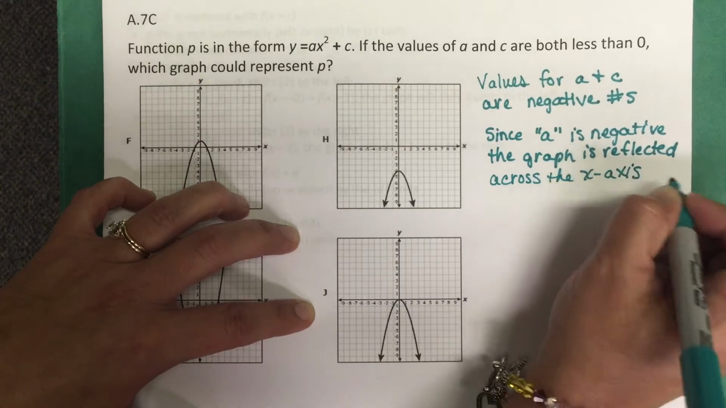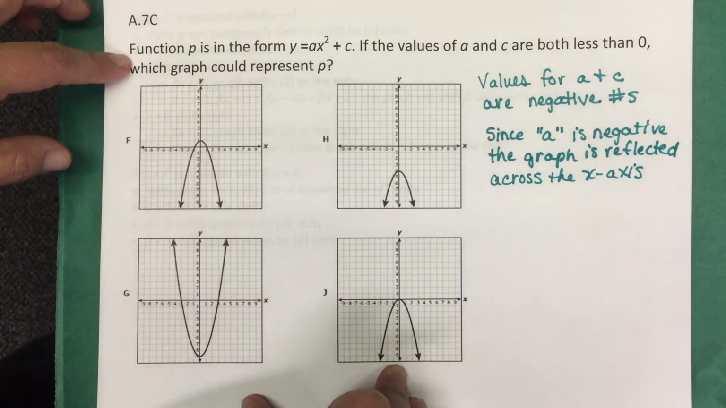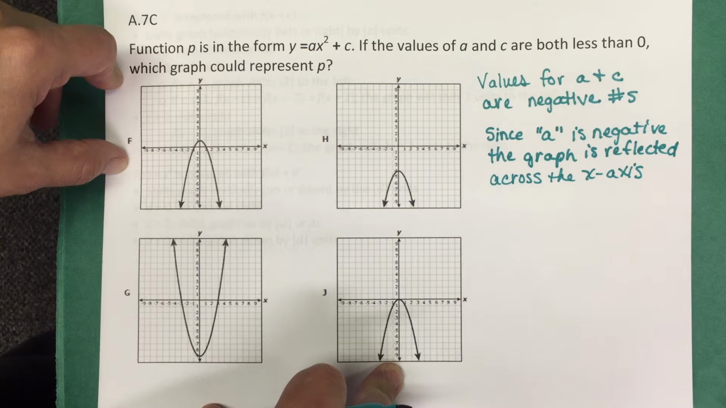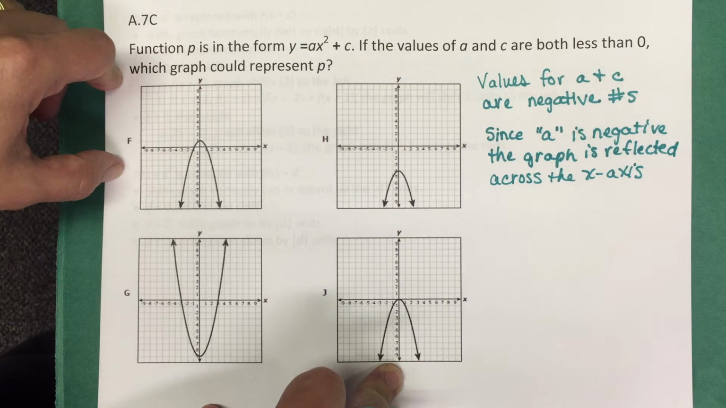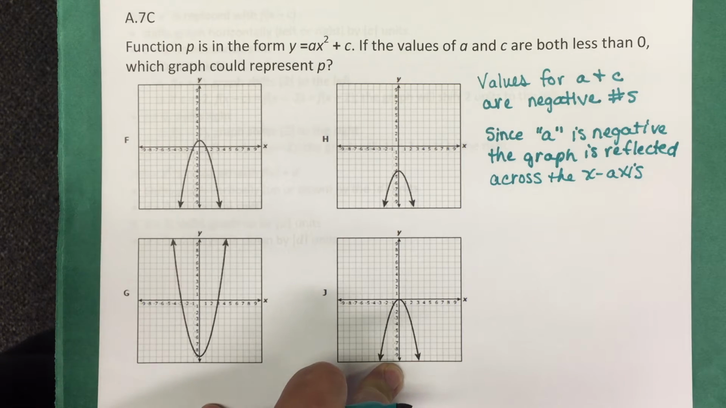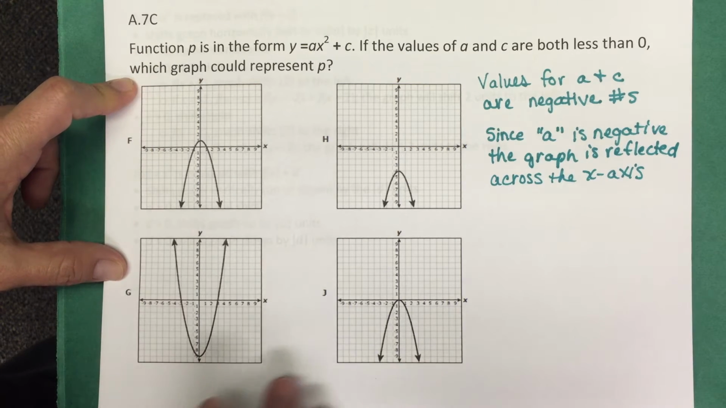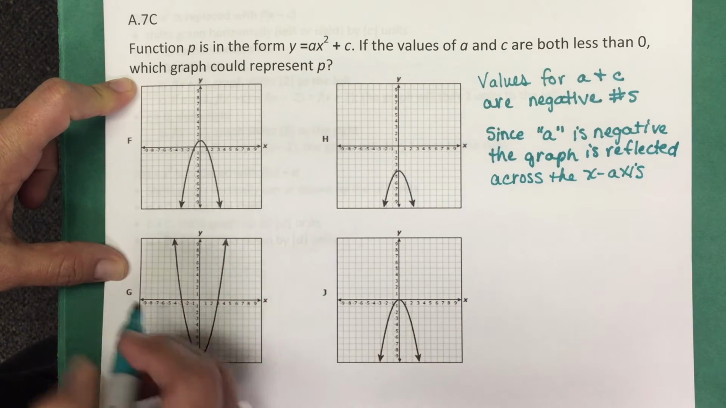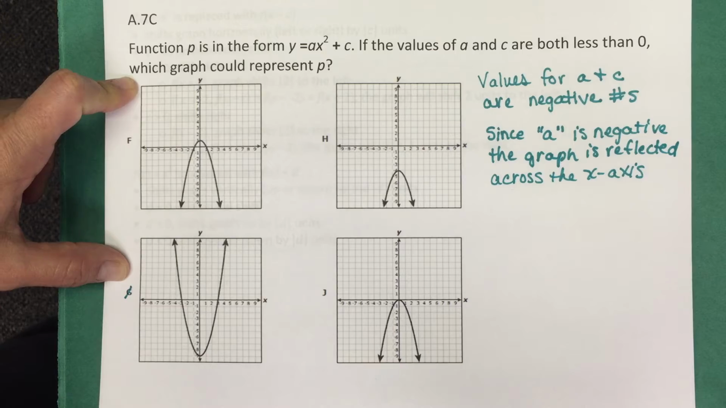So let's look at our answer choices. So remember that the parent function, y equals x squared, opens up. So if we reflect that across the x-axis, that means the graph will be opening down. The reflected graph will open down. So if I look, I can see the only one that's not reflected down is G, so we can eliminate answer choice G.